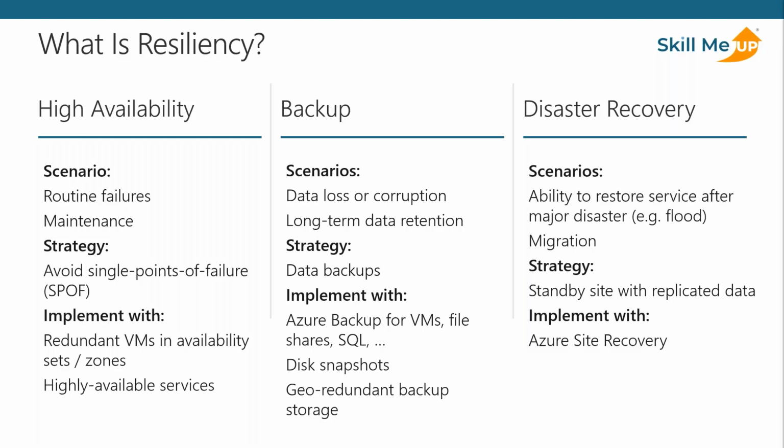The second scenario there in the middle of the slide is backup. So this is dealing with data loss or data corruption. Maybe you're attacked by malware. Maybe somebody deletes data. Maybe they do it maliciously, an insider. You know, they're having a bad day. They had an argument with their boss. They're leaving the company. They've done something bad to your data. Also, long-term data retention comes into this bucket.